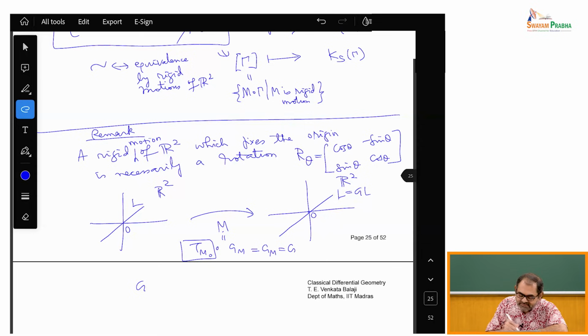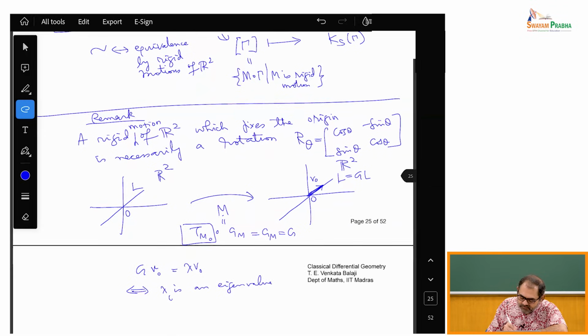So suppose L is moved to itself by G. Then this means, if I take a V naught, a vector on the line, G V naught should be lambda V naught. This will happen if and only if lambda is an eigenvalue with eigenvector V naught.